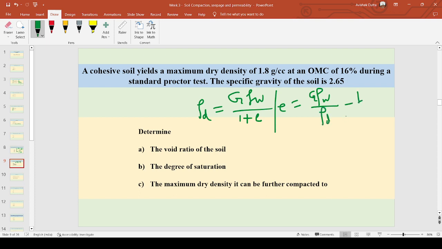Put the value, rho w equals 1, G 2.65, rho d equals 1.8. I think you'll get a value of 0.4722. I'll solve once again. G is 2.65, 2.65 divided by 1.8 minus 1. Yes, the void ratio is 0.4722.